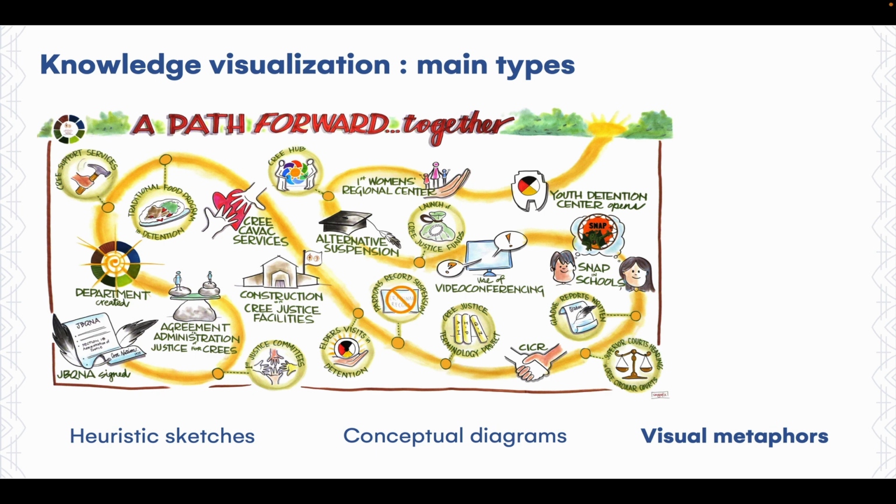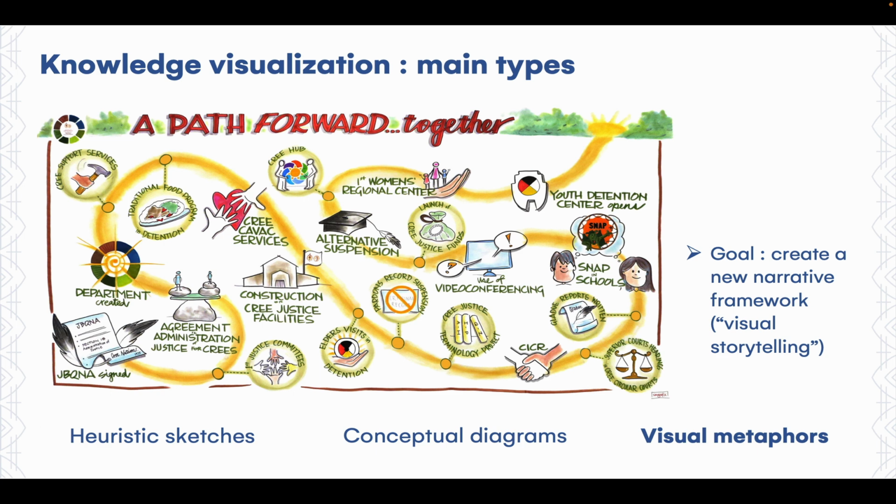And you see on this path these different steps, each of which has a heuristic sketch. And this path here represents a story about how the justice system for people of the Cree Nation was created, what are the different services that have been created over time, and each of the steps in the story has a little image associated with it. And so the metaphor of this path helps us think through the steps of the story in a way that helps us remember all of these different elements of the justice system.